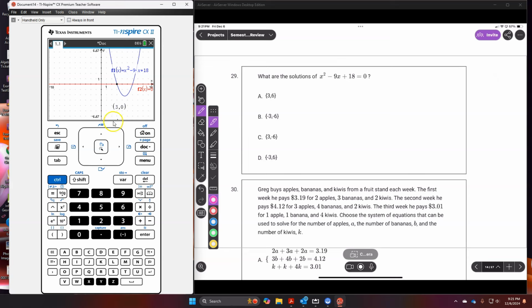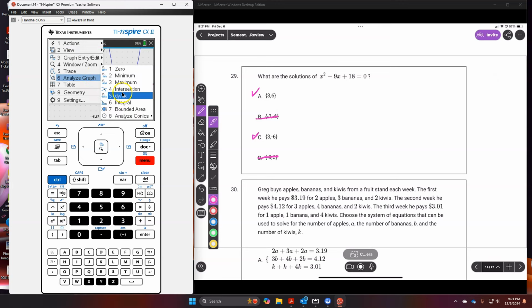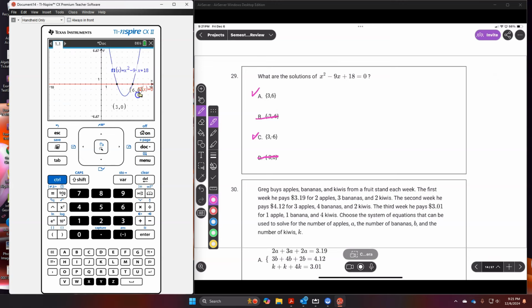So the first answer is 3. So you have 3, negative 3. So your answer is either going to be A or C. So B's gone and D's gone. Now go to menu, analyze graph, intersection. So we have 6. So the answer is A. Now if you want to check, you can just substitute, but we know graphically, we know it's true. So that's the answer, okay?